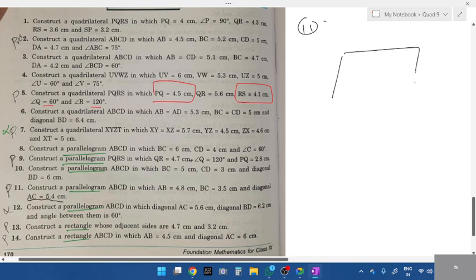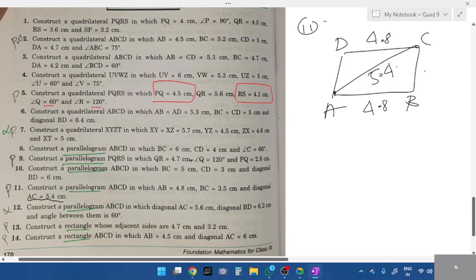5.4. Let me draw a diagram like this. Let me write A, B, C, and D. What is the AC value? This is a rough diagram. AC is equal to 5.4. What is AB? 4.8. What is BC? If BC is 3.5, what about AD? 3.5.